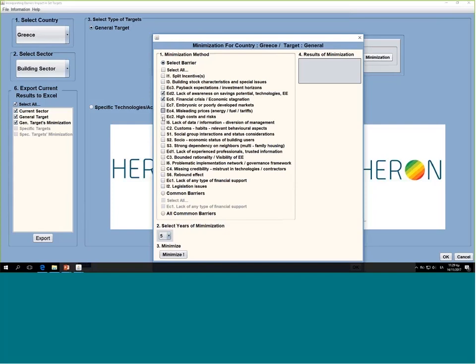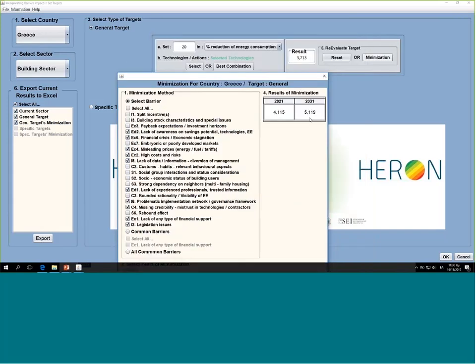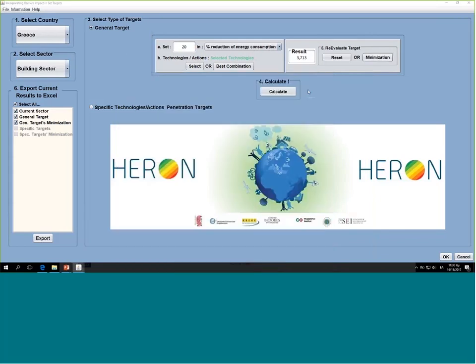So I'm selecting some of these barriers that will be part of our scenario with the respective policy mixture, and select for a time interval of 15 years. We minimize, and we can see now that the deviation is lower, and we have 5.1 compared to 3.7.